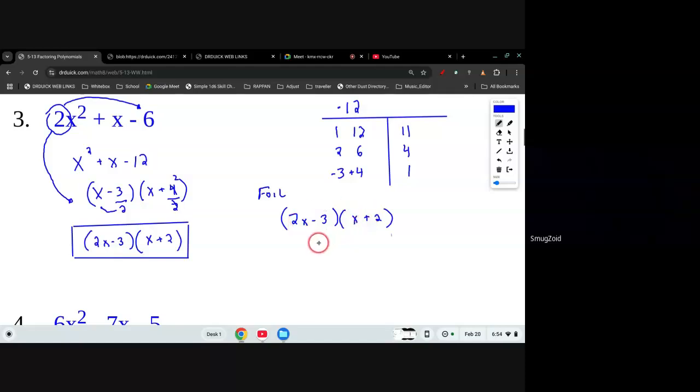2x times x is 2x squared. 2x times 2 is plus 4x. Minus 3 times x would be minus 3x. Minus 3 times 2 is minus 6. And you can actually see the answer ahead of time. Drop your line. Because we're smart, we sit there and see this is going to be 2x squared, right? Bad looking 2 right there. Plus x minus 6. And we do get what we're supposed to. So we check it off, right? But this is our answer, right?